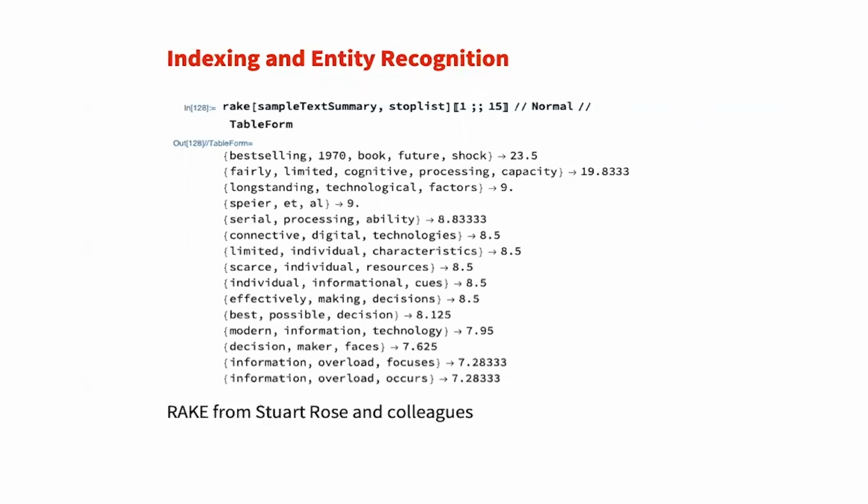Now, Rake is an excellent way to extract phrasal keywords, particularly in shorter texts like abstracts and summaries. And if we combine it with more traditional methods, some of which Mathematica is now implementing, like TF-IDF, we have a good way of assessing the relevance of a particular text to a particular query. And we also have a good way of measuring the similarity between pairs of texts.